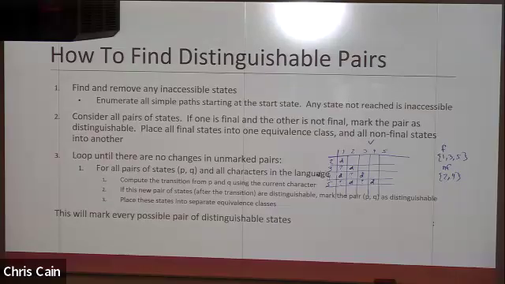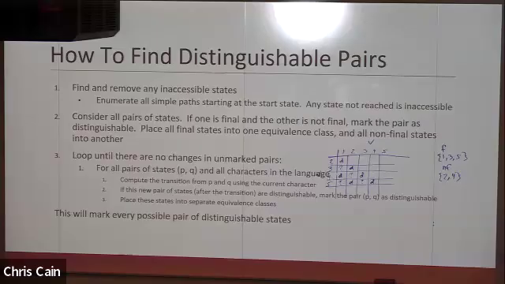Once this is completely done, any pair of states that we could not show were distinguishable must be indistinguishable. Yeah. For the last step, place these states in separate equivalency classes. So you're saying that take one of the states and put it in a new one, or take both of them and put them in?